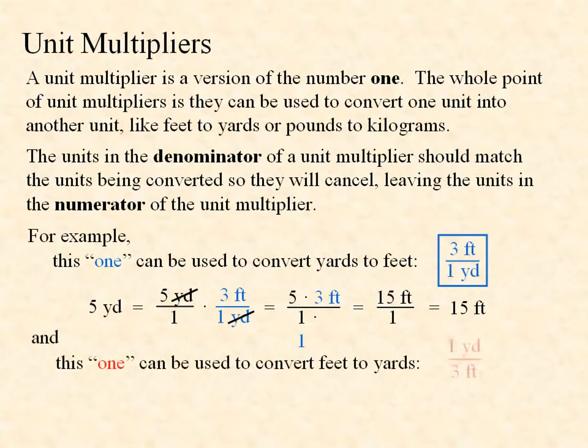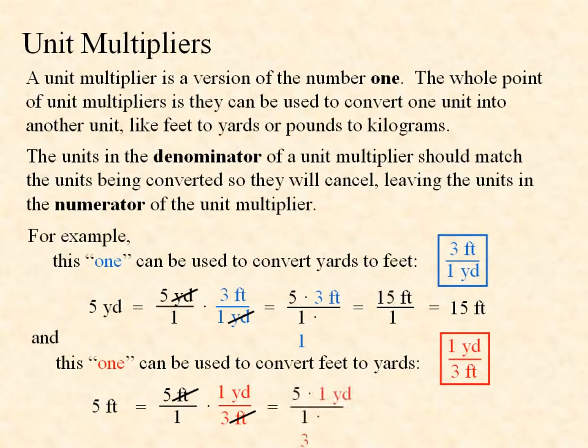This 1 can be used to convert feet to yards. For example, if we have 5 feet, we can write that as 5 feet over 1 and multiply by this unit multiplier, and we see the feet on top cancel with the feet on the bottom of the unit multiplier, leaving 5 times 1 yard over 1 times 3, which is 5 yards over 3, or 1 2/3 yards.